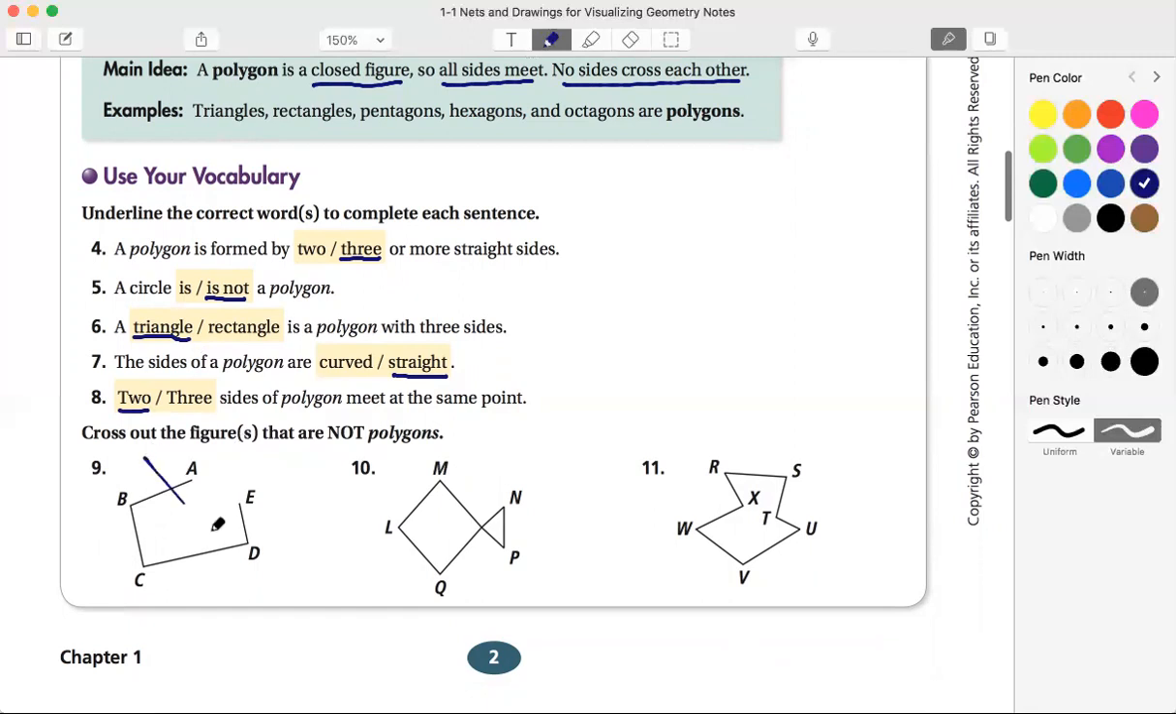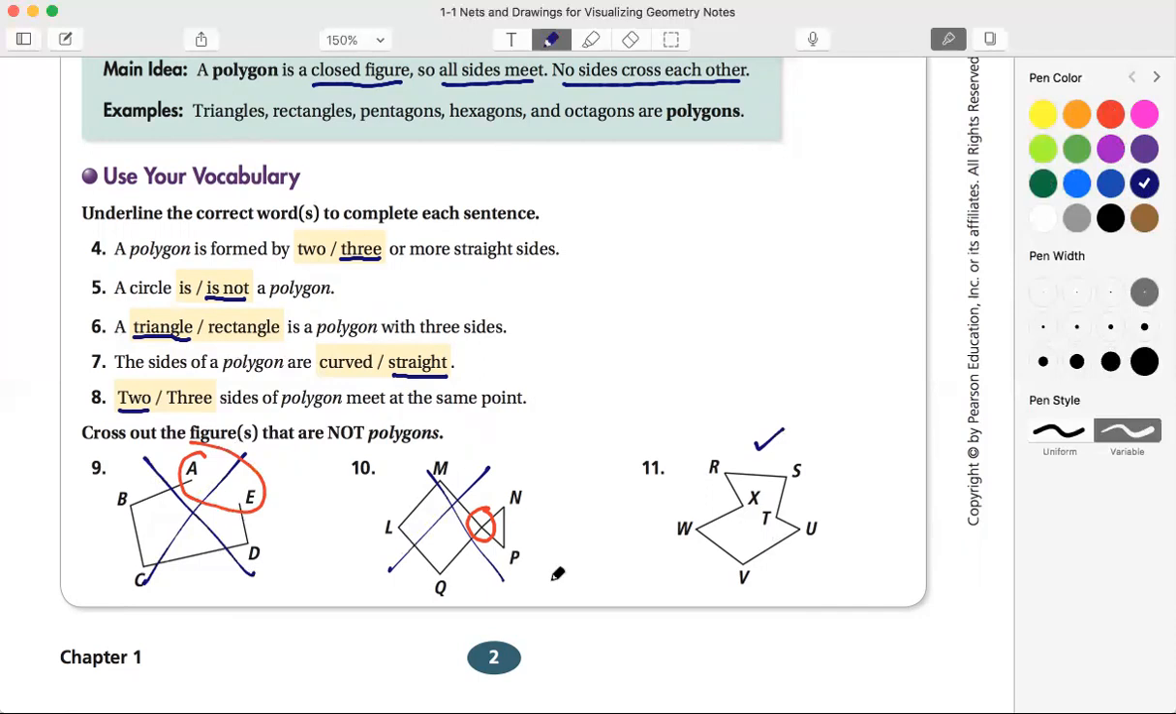Which figures are not polygons? All right. Number 9 is not a polygon. And in particular, it's not a polygon because the side AE is open. This is not a closed polygon. All right, number 10 is not a polygon. And the reason number 10 is not a polygon is because we have sides that cross. All right, number 11 is a polygon, so it is good to go. No sides cross, it's a closed figure, and it is a polygon.